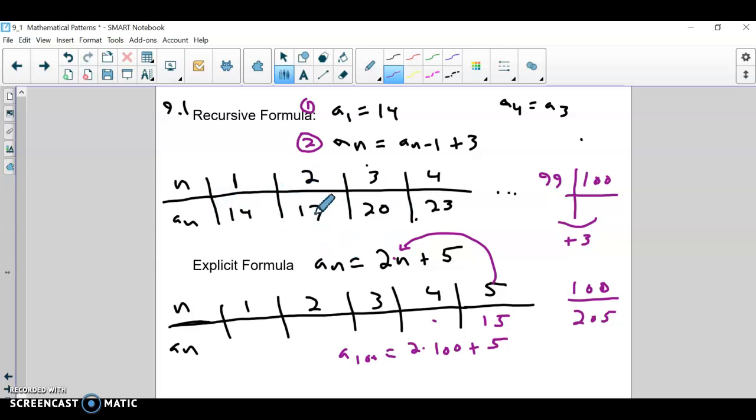Okay, so a good thing to look for is if you have two parts like this, then it's recursive. Also, if it uses a sub n minus 1, which just means the previous term, that's a big hint that it's recursive.